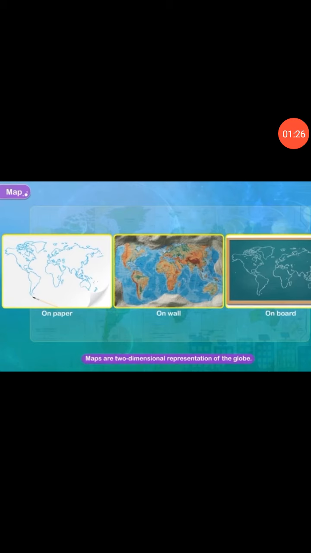So students, let us learn map in more detail. Map is a symbolic representation of a place, usually drawn on a flat surface, as I said, like paper and blackboard also. Usually we can draw on a wall also. Okay students, so always remember, maps are a two-dimensional representation of the globe, and the globe is three-dimensional.